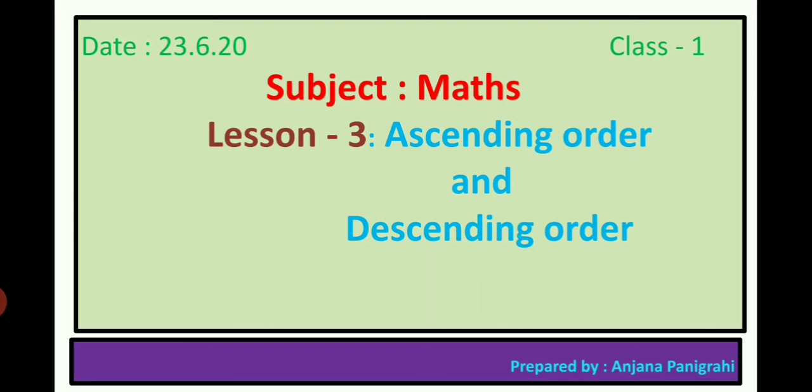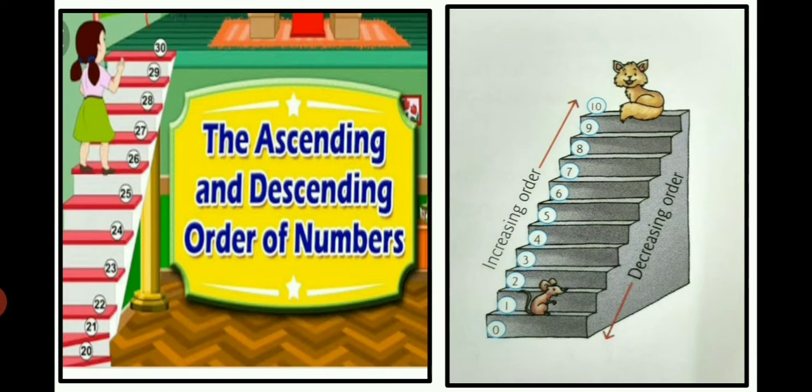So already we have started lesson number 3, and let's continue with that also. Today I am going to teach you lesson number 3, ascending order and descending order. So first, let me explain to you what is the meaning of ascending order of numbers and what is the meaning of descending order of numbers.